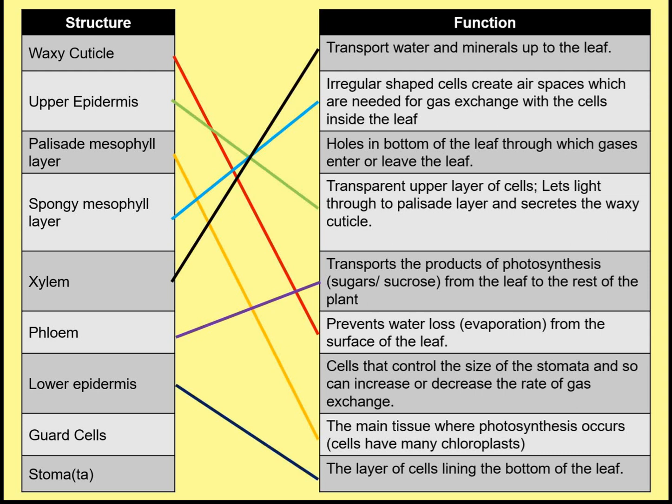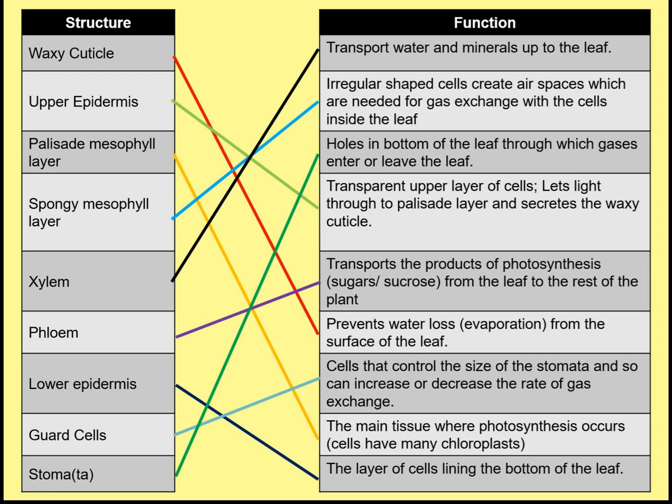The lower epidermis is the outer layer on the bottom of the leaf, and there will be guard cells as part of that, which can control the size of the stomata, so they can affect the rate of gas exchange, which includes controlling the rate of transpiration. And then the stomata are the holes through which gas exchange occurs.